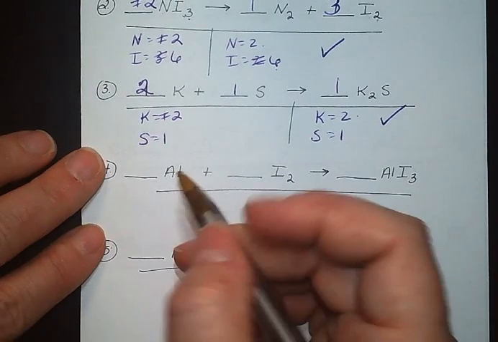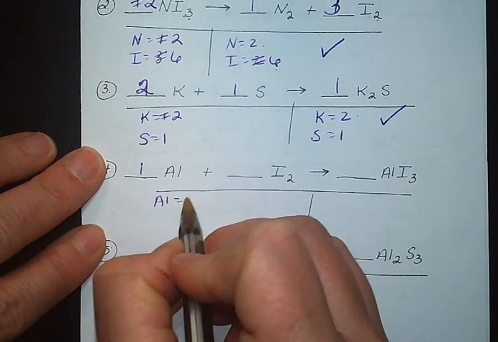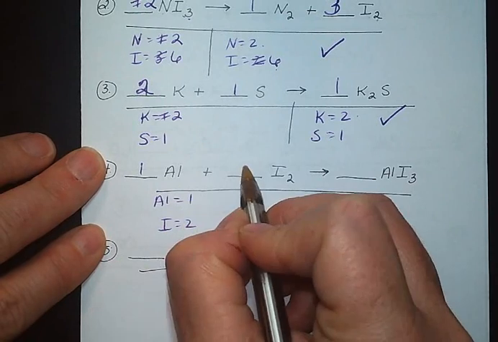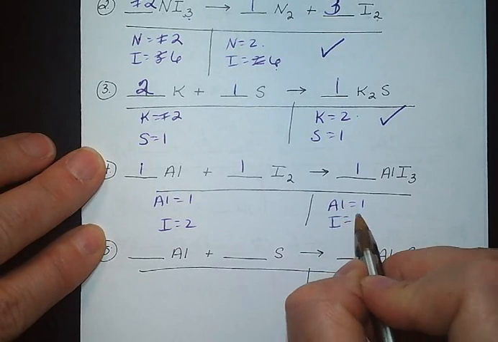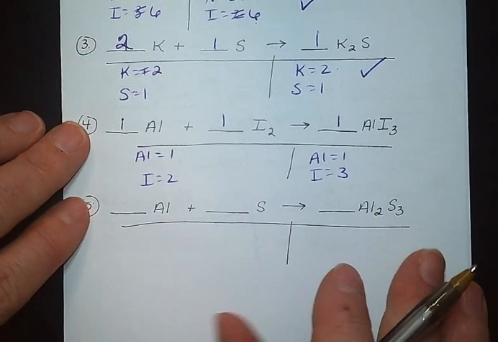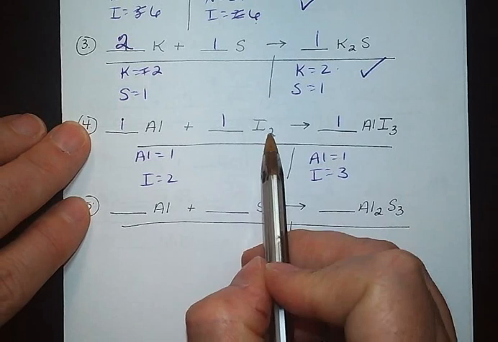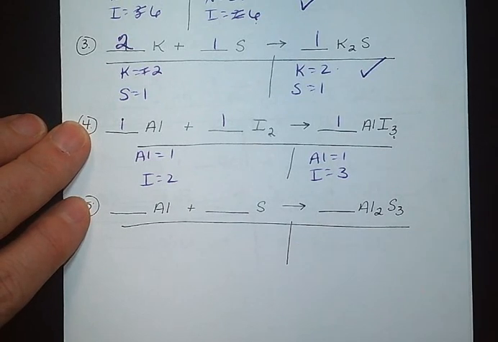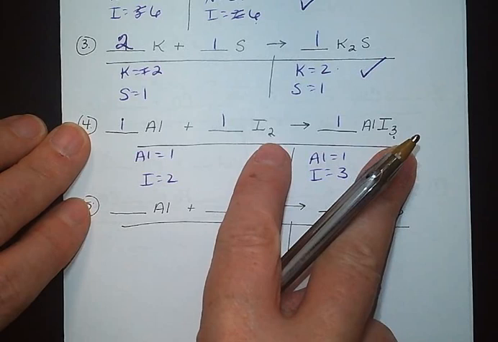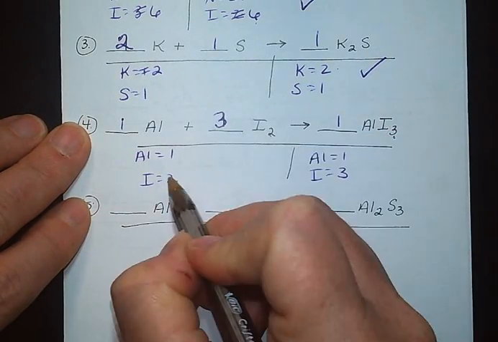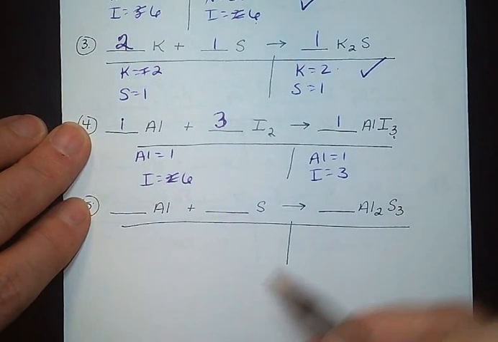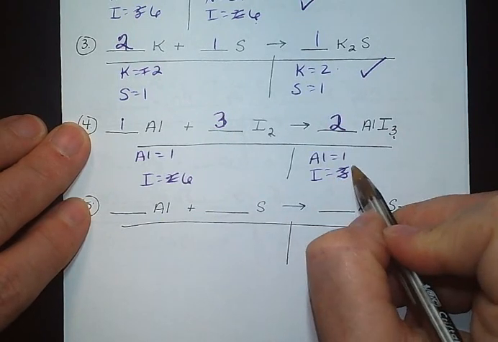Aluminum and iodine. I have 1 aluminum and I have 2 iodines. On this side, I have 1 aluminum and I have 3 iodines. So I have to look at how I can get the subscripts 2 and 3 to become equal, and that's really hard to do. If you think about something called the least common multiple, these have a common multiple of 6. So if I change this to a 3, that becomes 6. If I change this to a 2, then my iodine becomes 6.